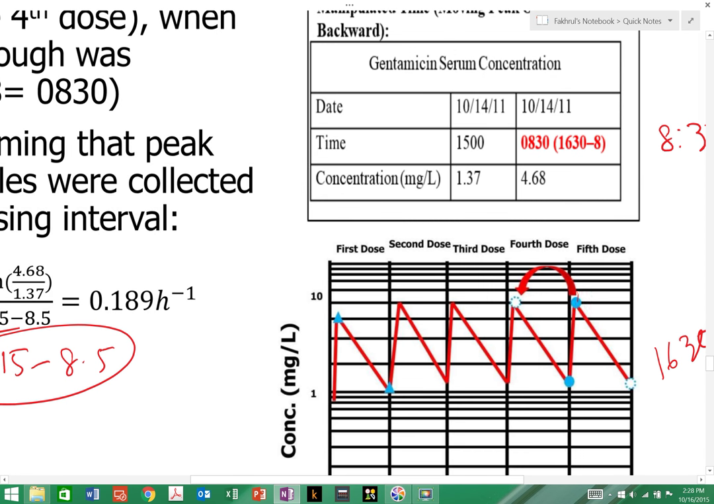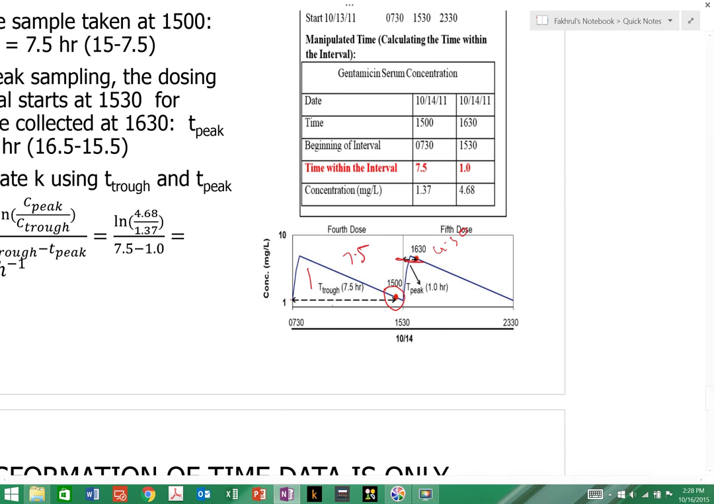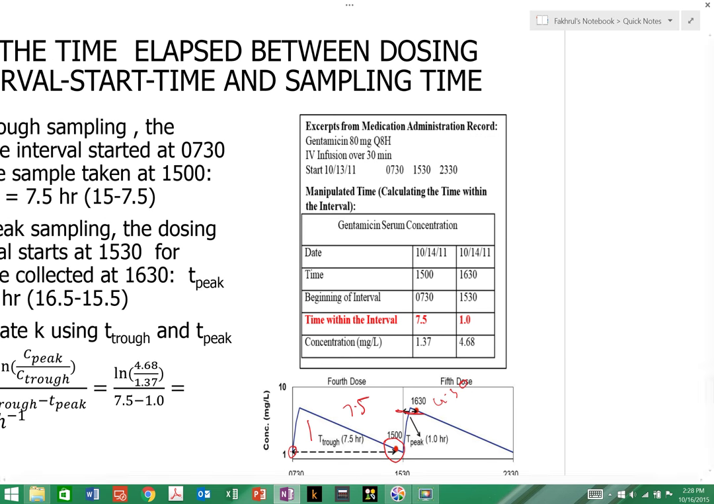Fine, in this case you see here, I have moved back to the fourth dose. Or another option, you just always use the dosing interval start time and sampling time. Always you have to remember what the dosing interval is. In the medication world, these are dosing intervals. You see, it is every 8 hours.